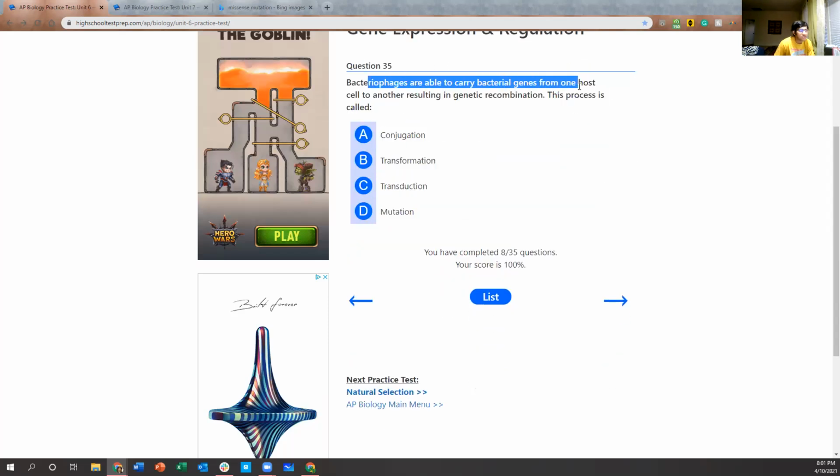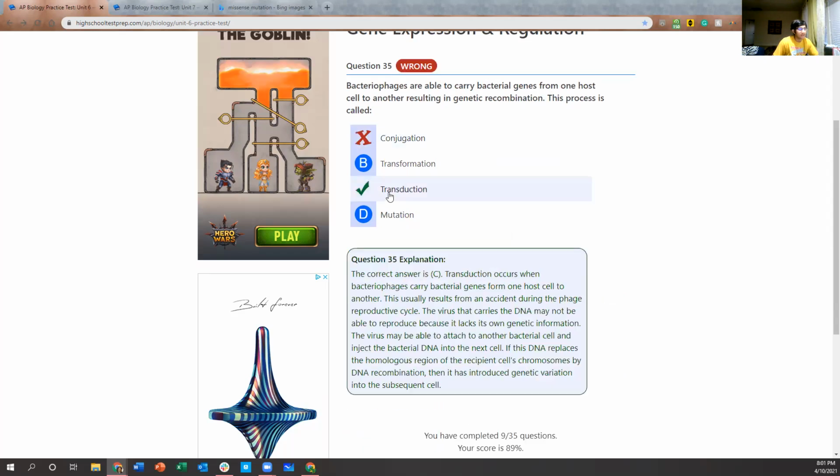Bacteriophages are able to carry bacterial genes from one host cell to another, resulting in genetic recombination. And this process is called, so we talked about this earlier, right? There's 4 methods of horizontal transfer. The one where bacteriophages carry bacterial genes from one host cell to another, that's conjugation, right? Because they're exchanging genes through their sex pili. No, that's transduction. Sorry about that.